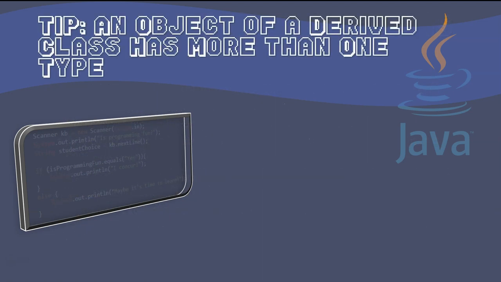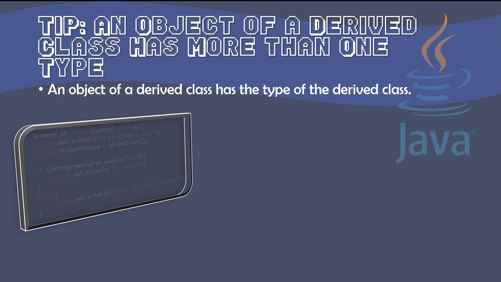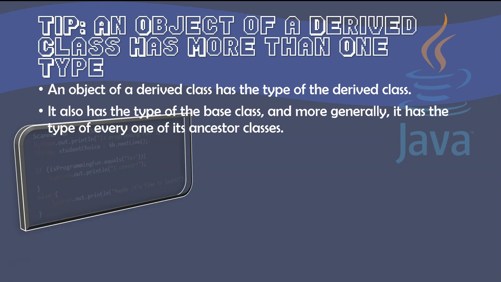Now, here's a quick tip for you. An object of a derived class technically can have more than one type. And you might say, well, how could that be? Well, let's just look at this. An object of a derived class has the type of the derived class, and that makes sense. If we have an Employee object, we create a derived class called HourlyEmployee. Well, the HourlyEmployee is going to be an HourlyEmployee. But it also has the type of the base class, and more generally has the type of every one of its ancestor classes. So that HourlyEmployee is technically also an Employee.